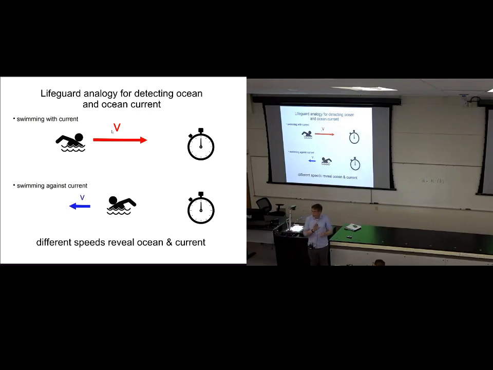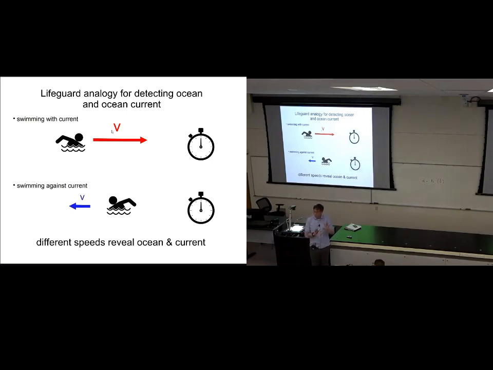So when the lifeguard moves through the ocean, if they move with the current, you get a fast speed. If you move against the current, you get a slow speed. Those two different speeds that the lifeguard swims at when they're moving with the current or against the current would be evidence of the existence of the ocean itself and of its current.